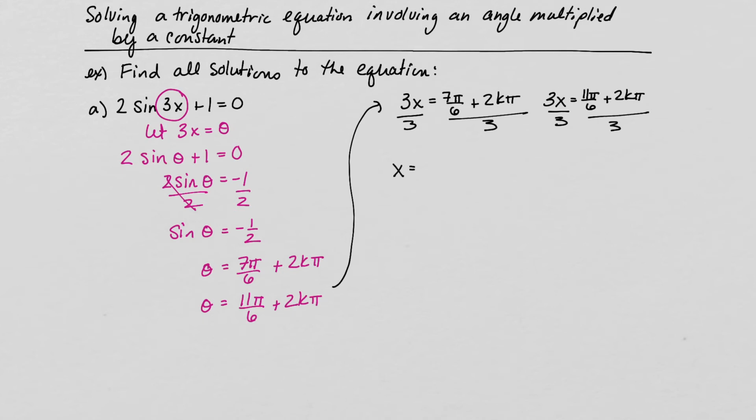So x is going to be 7 pi over 18 plus 2k pi over 3. Or over here, x is going to be 11 pi over 18 plus 2k pi over 3. So it's a little bit of a long problem, but it's not terrible. So let's try another one.